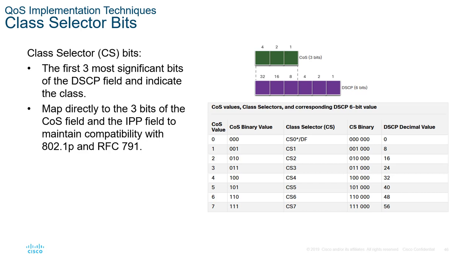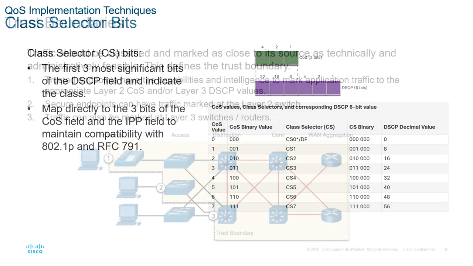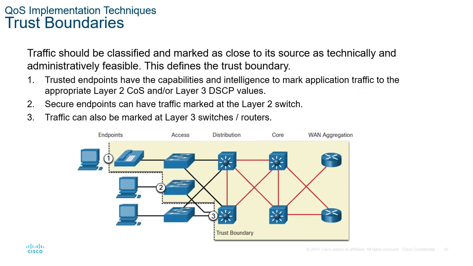This was more of just understanding the background of how QoS functions and understanding that there is a very specific standard set to be used. We also have what's called a trust boundary. Our trust boundaries should be classified and marked as close to the source as technically feasible. These will define the trust boundaries, basically trusted endpoints, secured endpoints, and traffic can also be marked at the appropriate layer 3 switches or router level. That way, we can understand the type of traffic coming in and we can trust what they are.